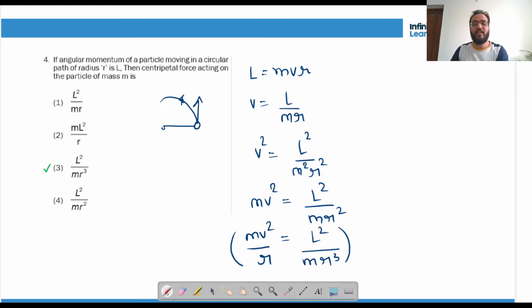Okay, so whatever changes I am producing on the left hand side, same kind of changes I am doing on the right hand side. So ultimately you will get this answer, third option, right? mv square by r, that is centripetal force, is nothing but L square by mr cube. Got it?